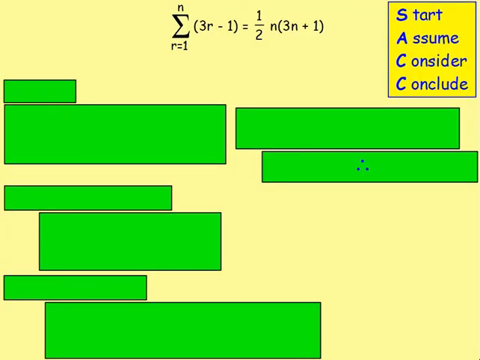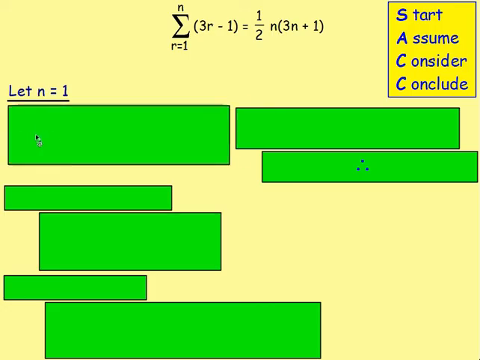So let's do that then. If we're asked to prove the sum of 3r take away 1, going from r equals 1 all the way up to n, well, we want to get down to this. This is the answer that we want. And to do that, we have to go through this proof by induction. So, writing down SACC, S-A-C-C, starting value. So let n equal 1.